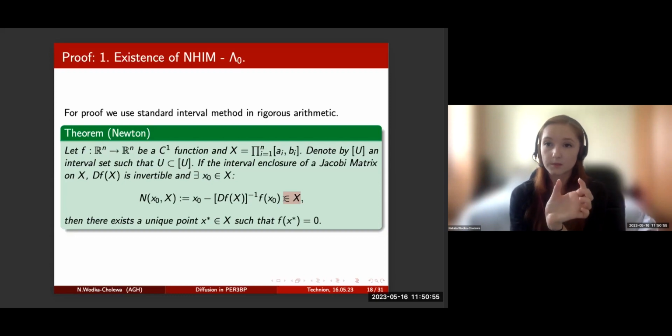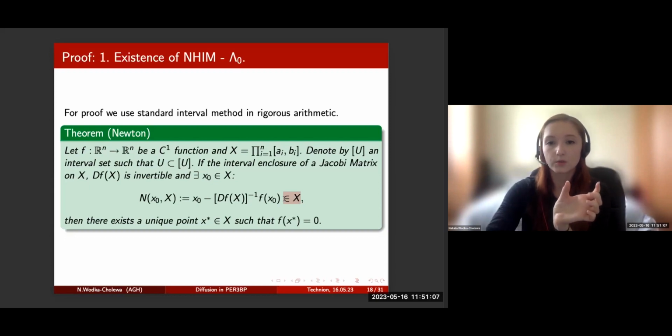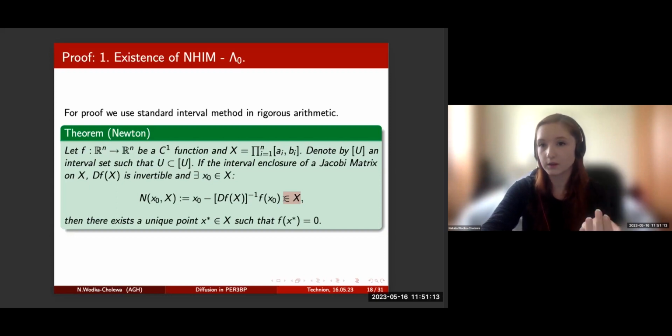You have only the estimate when you have to start on what interval you have to start to prove that inside there is a Lyapunov orbit, for example, right? So we use this. It's a method in rigorous numerics. So you have to calculate it in the computer.